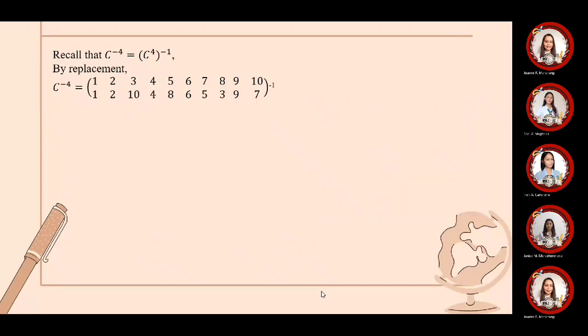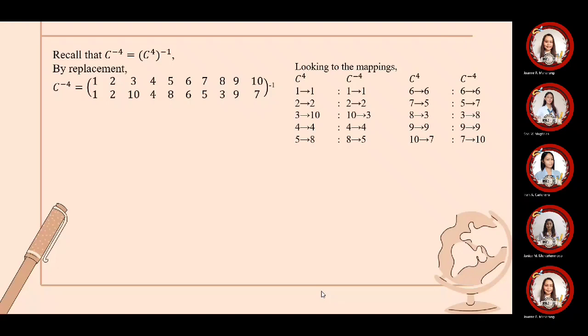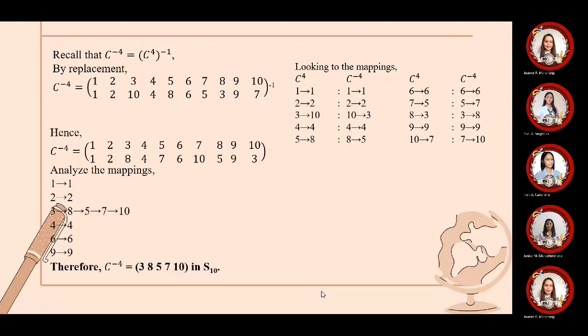Now, by replacement again, we will solve for the inverse of C raised to 4. So we will have 1 maps to 1, 2 maps to 2, 3 maps to 8, 4 maps to 4, 5 maps to 7, 6 maps to 6, 7 maps to 10, 8 maps to 5, 9 maps to 9, and 10 maps to 3. So the one-line notation of C raised to negative 4 is 3, 8, 5, 7, 10 in S sub 10.